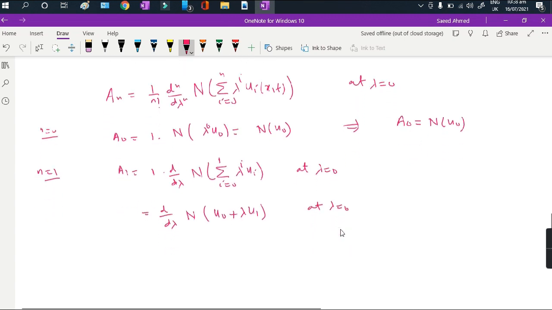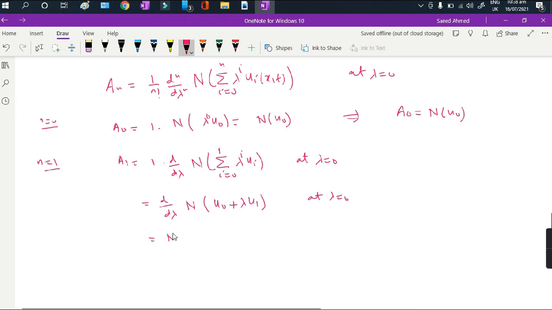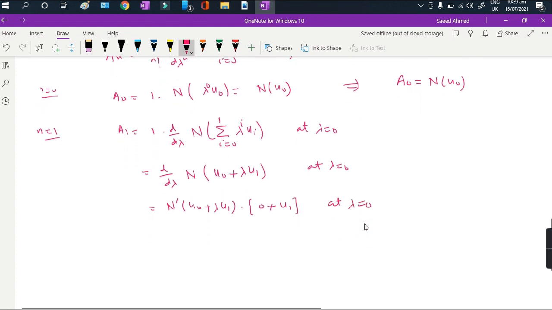Now we'll differentiate this term with respect to lambda. So this becomes N prime of u_0 plus lambda times u_1, and then we differentiate inside. Since we are differentiating with respect to lambda, u_0 is free of lambda, so it will be 0, and for the second term we will get only u_1. Now plug in lambda equal to 0, and this becomes N prime of u_0, the lambda term will be 0, and outside we have only u_1. This is our A_1. So A_1 will be equal to N prime of u_0 times u_1.